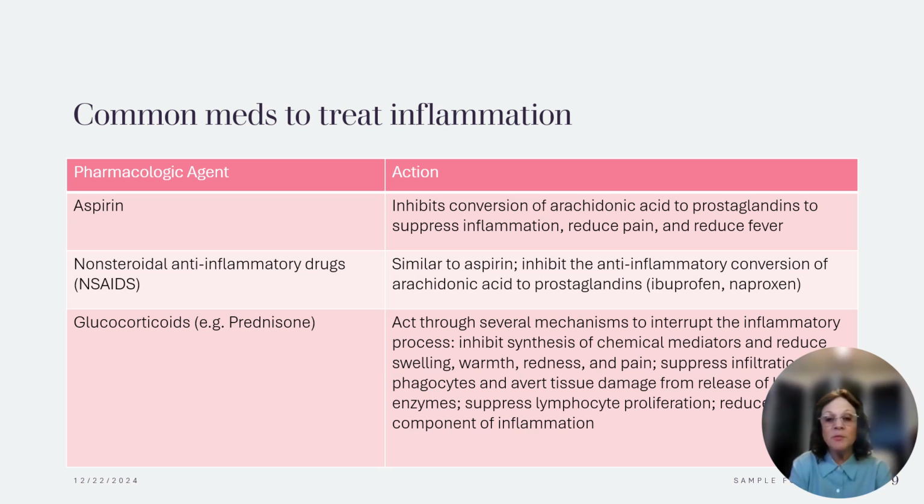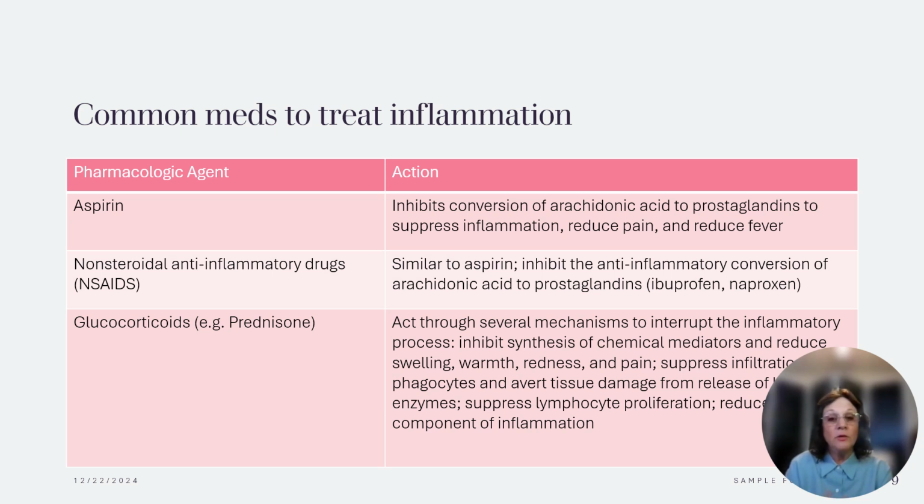So aspirin inhibits the conversion of that arachidonic acid to prostaglandins, and it does that to suppress inflammation, reduce pain, and reduce fever because again, prostaglandins cause pain and cause fever. NSAIDs, which are going to be like aspirin, but this is ibuprofen, naproxen, that kind of thing, they are going to inhibit that conversion of arachidonic acid to prostaglandins.